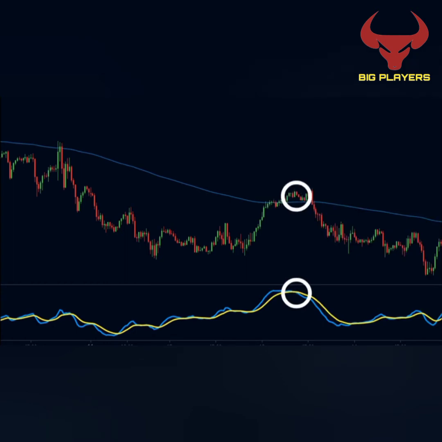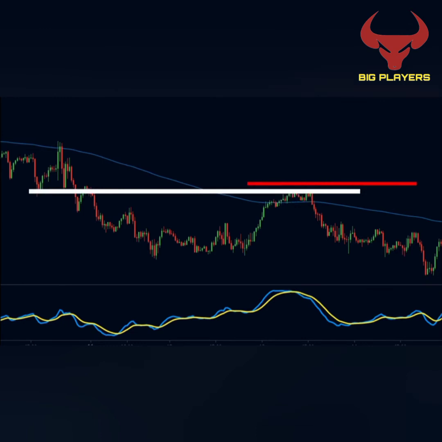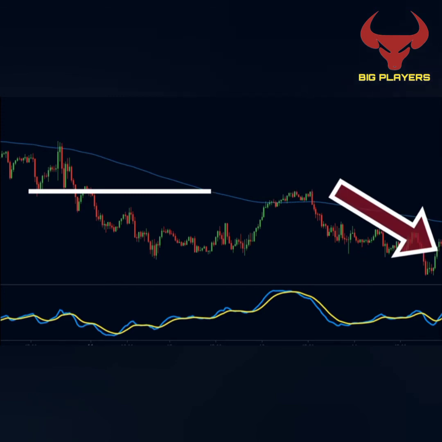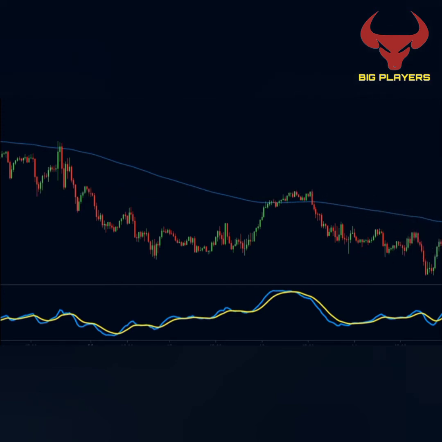We will sell the asset here. We can keep our stop loss above the resistance level here, and we can keep our targets at 2:1 risk to reward ratio. As we can see, the price quickly reversed after our entry, and we made good profits.